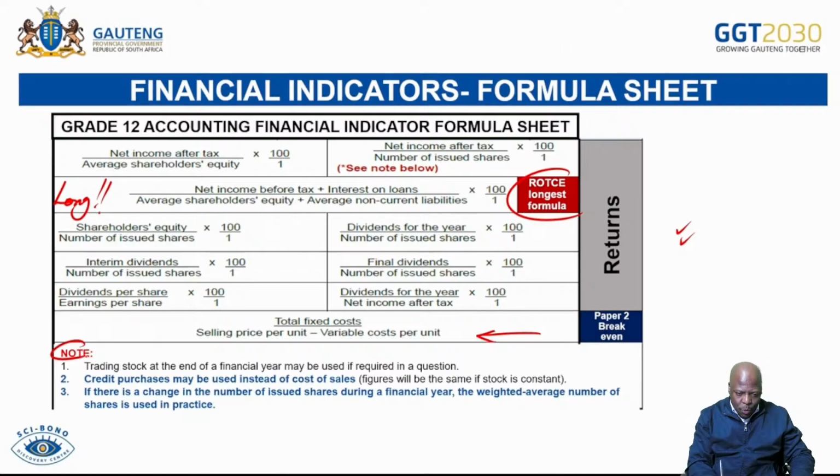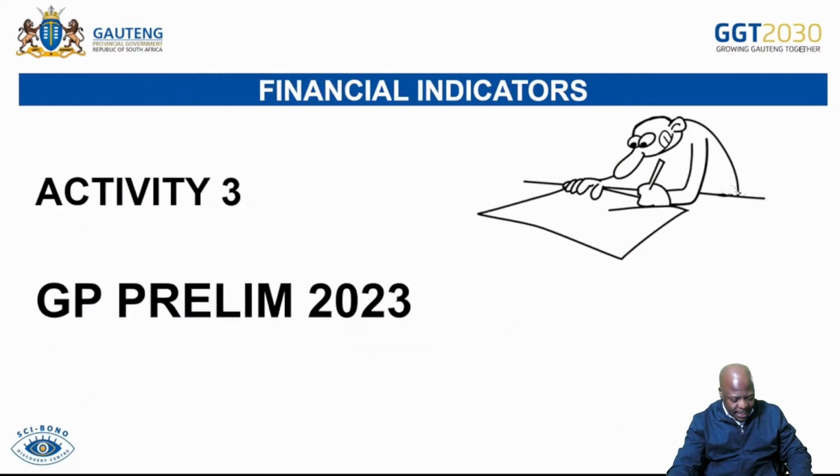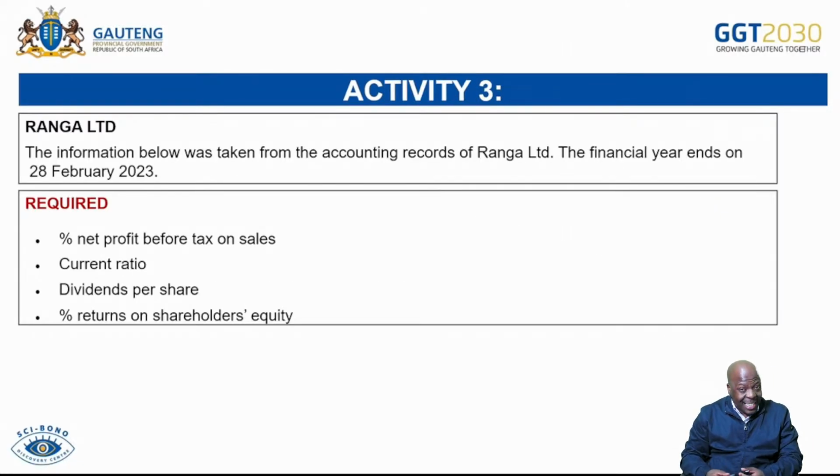It is important to note these aspects here, but they will make sense when I explain them when we do certain calculations. Now let us go to activity 3. And activity 3 is extracted from the Gauteng prelim for the year 2023. Let us begin. So it is important, once again, to have your calculator, have somewhere to write, so that when we do these calculations, we do it together.